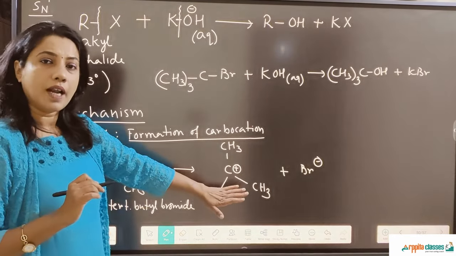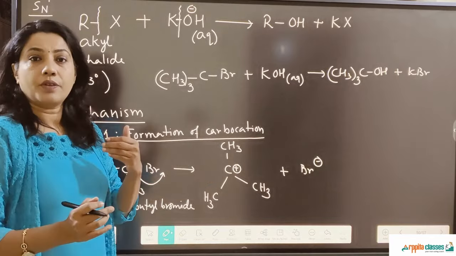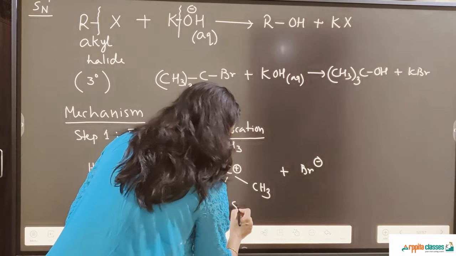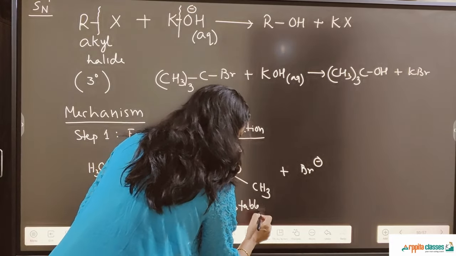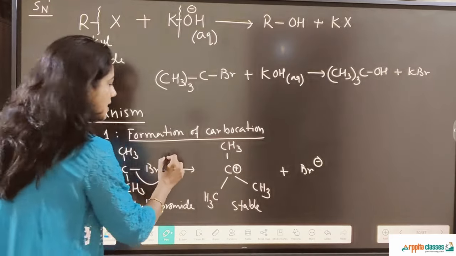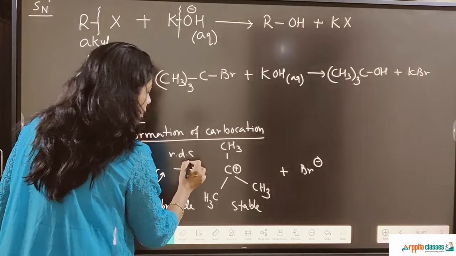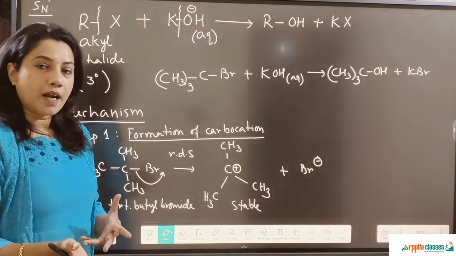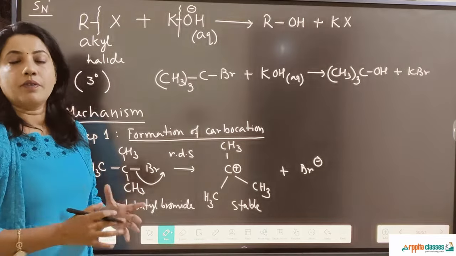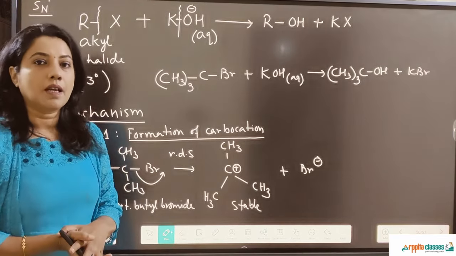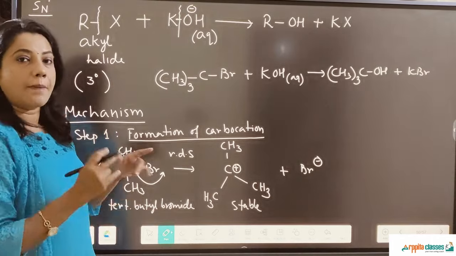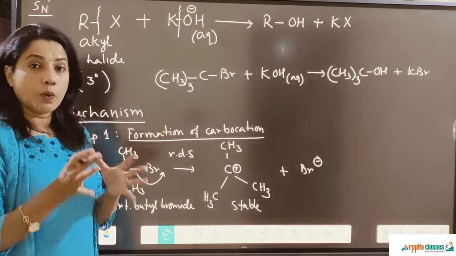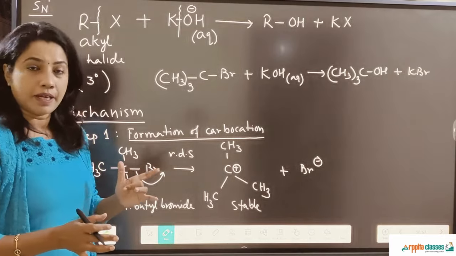Now why is this carbocation forming? Because this carbocation is a 3 degree carbocation, which is stable, and that is why the reaction proceeds towards the first step. Now this is the RDS of the whole reaction. RDS means the rate determining step. Which is the rate determining step? The slowest step of the entire process is called the rate determining step. This reaction happens in two steps, and this step is the slowest step, and that is why it is called the rate determining step.